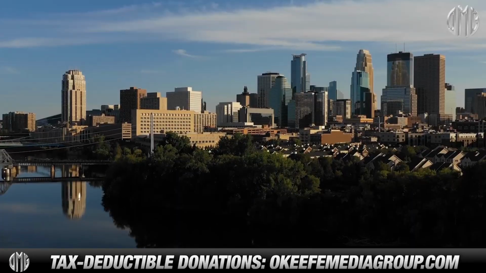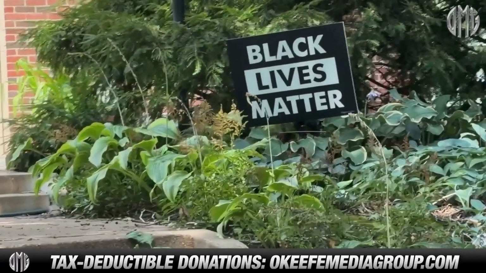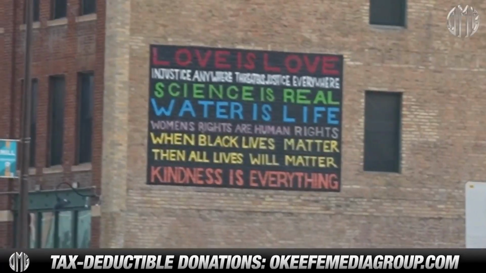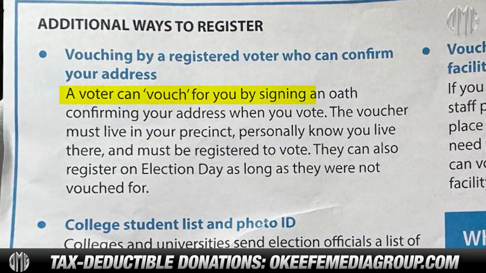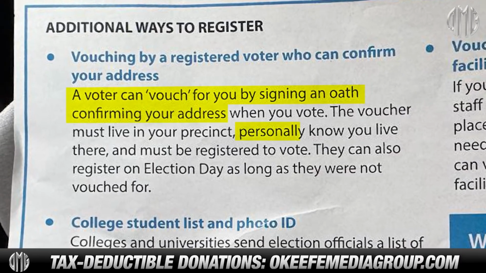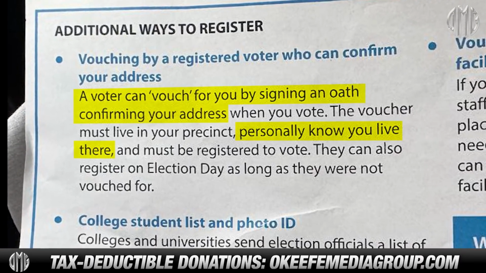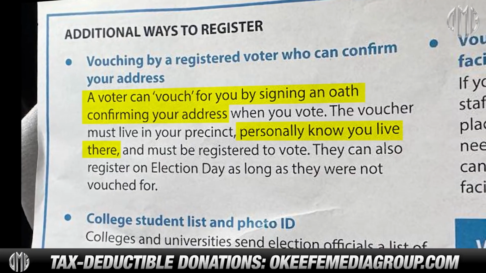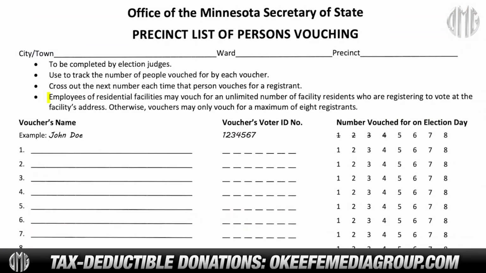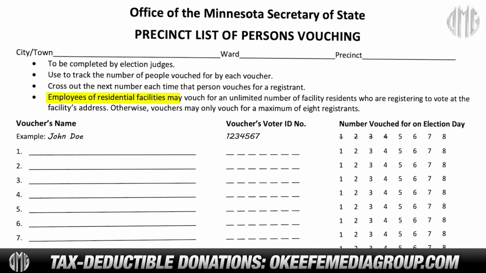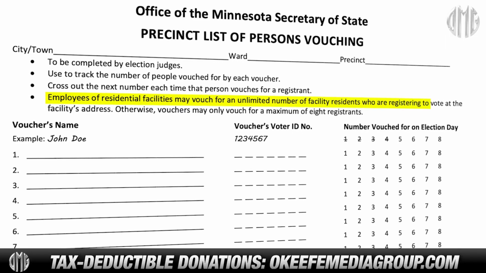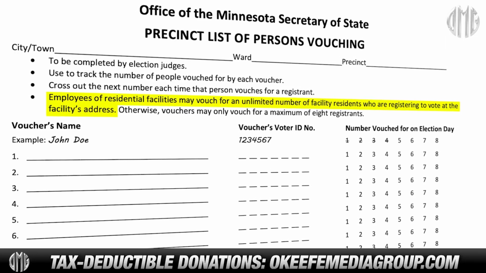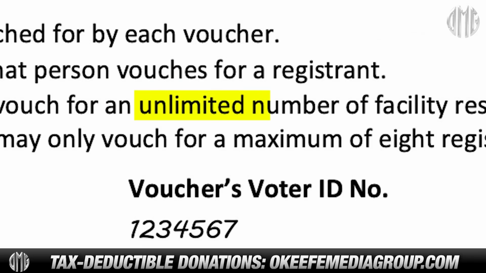In Minnesota, voters can vouch for up to 8 of their unregistered friends. At the polling place, a registered voter from the same precinct signs an oath confirming that they personally know the voter lives there. This allows someone without ID to register and vote. And employees of residential facilities may vouch for an unlimited number of facility residents to vote at the facility's address. That's right, an unlimited number.